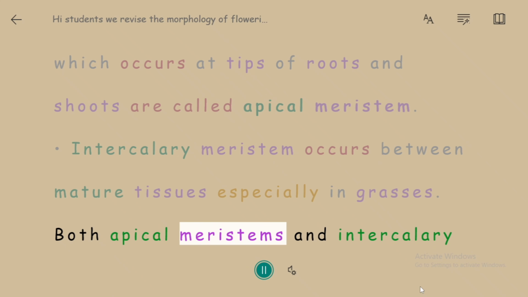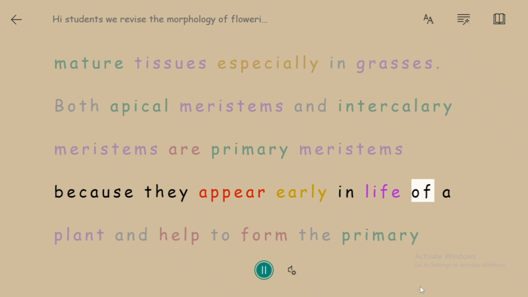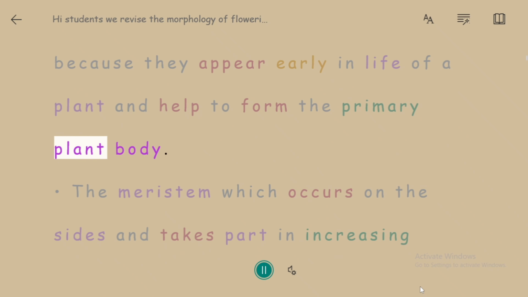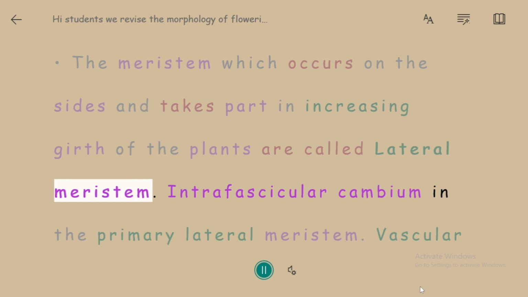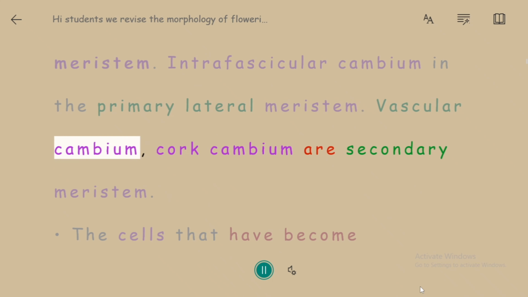Both apical meristems and intercalary meristems are primary meristems because they appear early in the life of a plant and help to form the primary plant body. The meristem which occurs on the sides and takes part in increasing the girth of the plants is called lateral meristem. Intrafascicular cambium is a primary lateral meristem. Vascular cambium and cork cambium are secondary meristems.